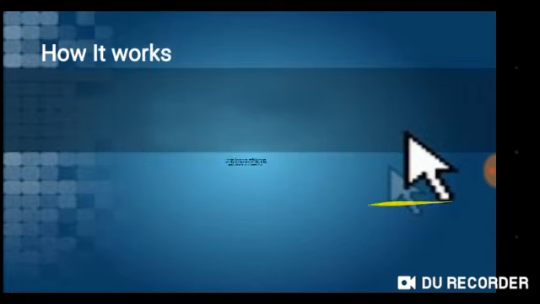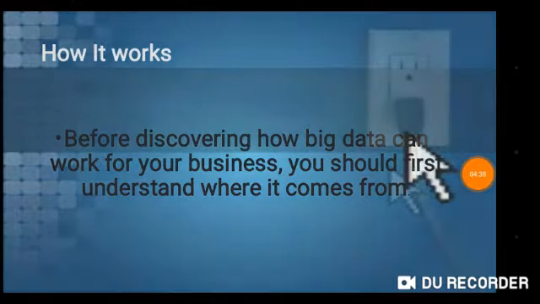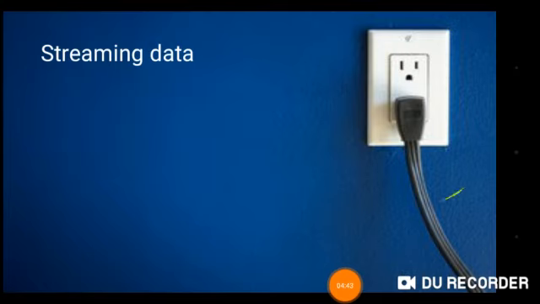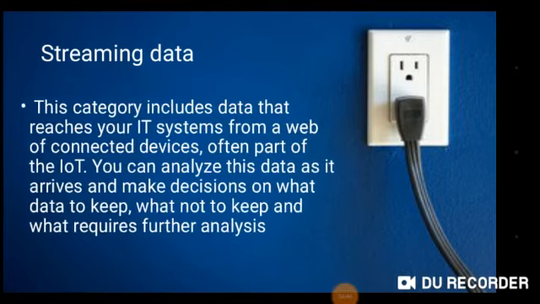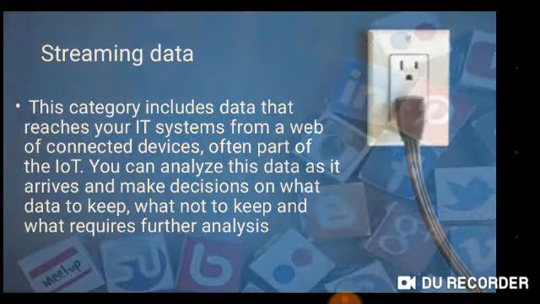Next, we are going to think about how it works. Yes, that's an important topic. How does big data work? Before discovering how big data can work for your business, you should first understand where it comes from. It comes through many ways, like streaming data. It includes data that reaches your IT systems from a web of connected devices, often part of the IoT. You can analyze this data as it arrives and make decisions on what data to keep, what not to keep, and what requires further analysis.